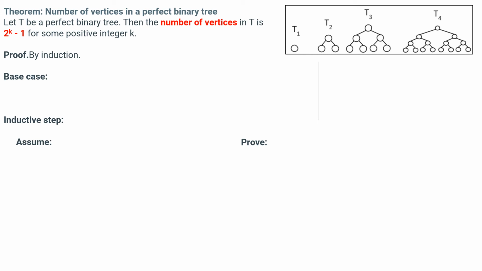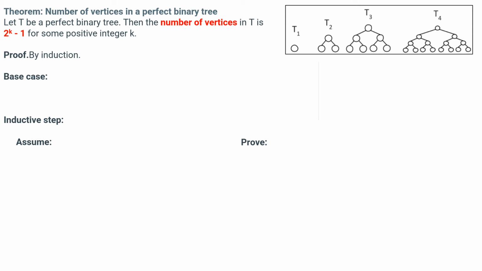Okay, so we'll be looking at these and calling them T1, T2, T3, and so on, just for this example. So we're going to try to prove something about this. Let's see what the theorem says. This theorem says, let T be a perfect binary tree, then the number of vertices in T is 2 to the k minus 1 for some positive integer k. Okay, so we've got a perfect binary tree, and if we count up the number of vertices, we could always write it in terms of 2 to the k minus 1, where k is some positive integer.